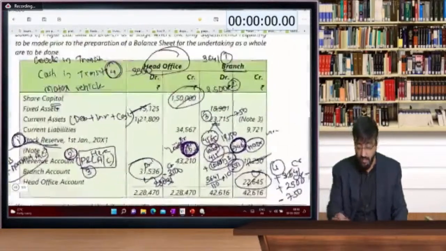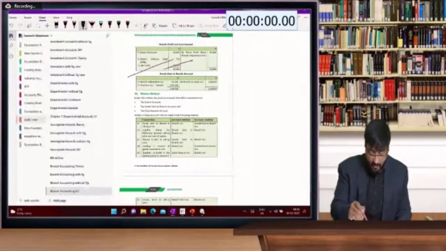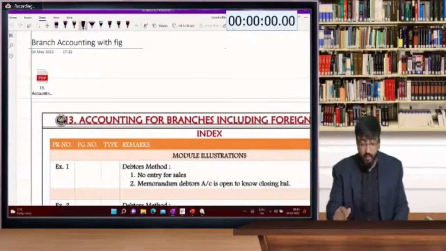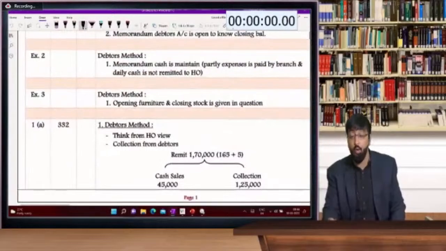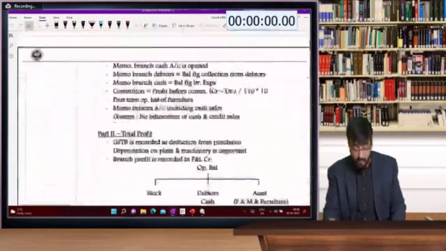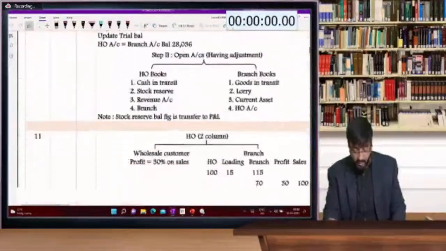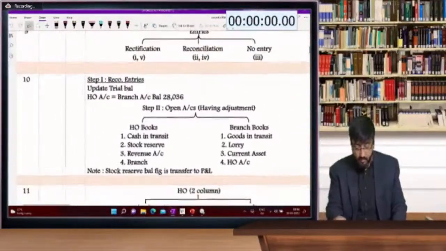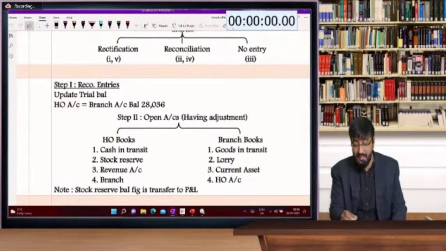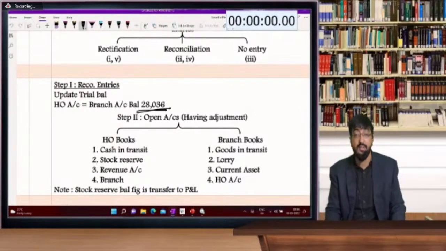Sir, what is the index of this? Index beta, yes, mark this index as IMP1. Today we are not going to give a break, only a 5 minutes break today, not a 10 minutes break. So illustration number 10, you can check what is the first step. Update your trial balance so that HO and branch account balances are matching, 28,036.